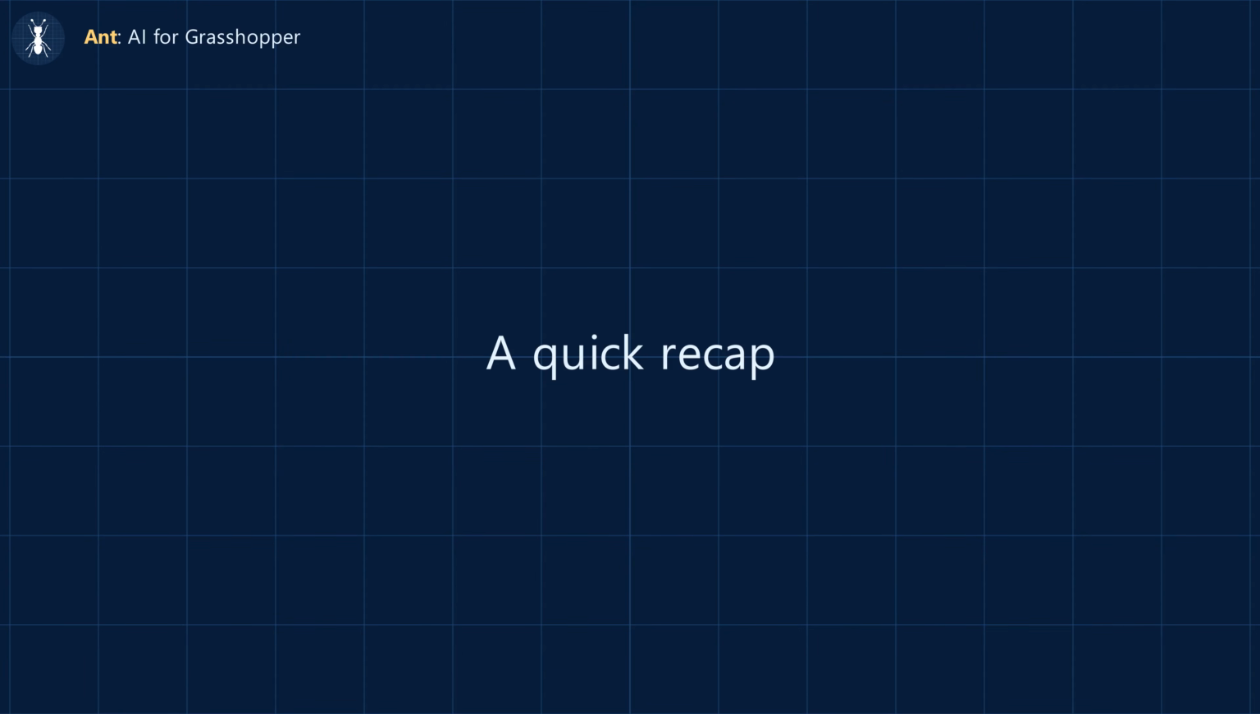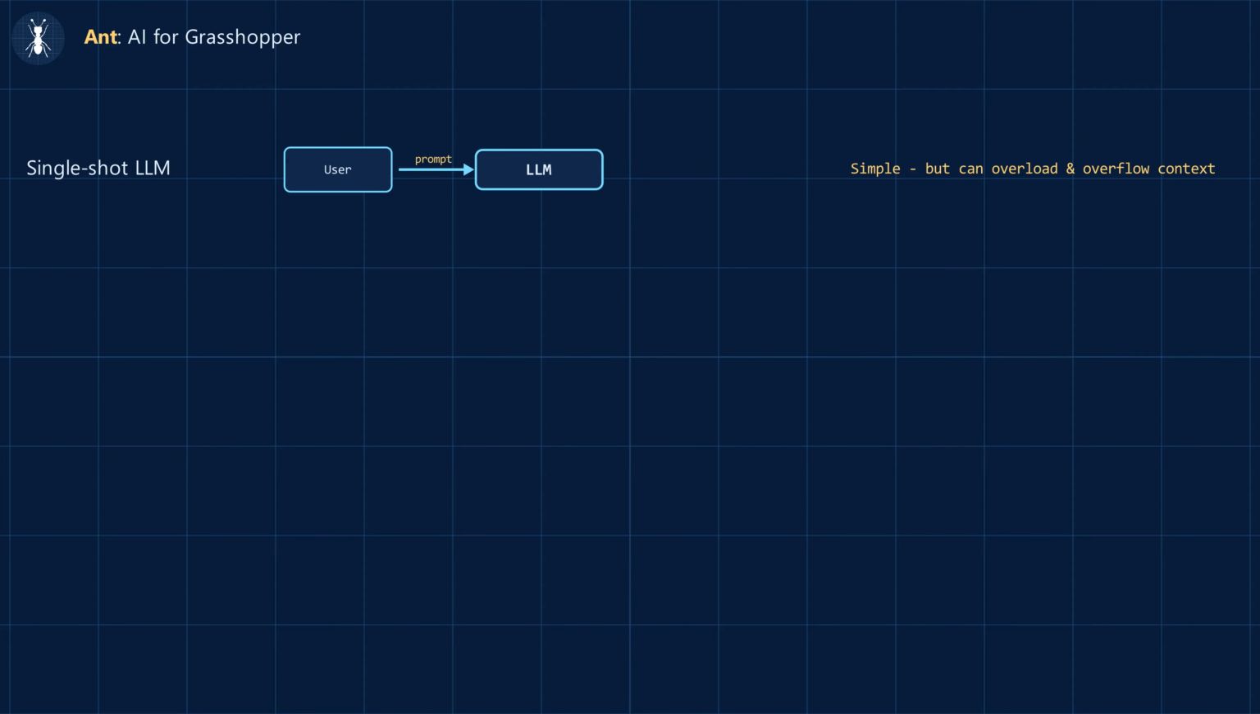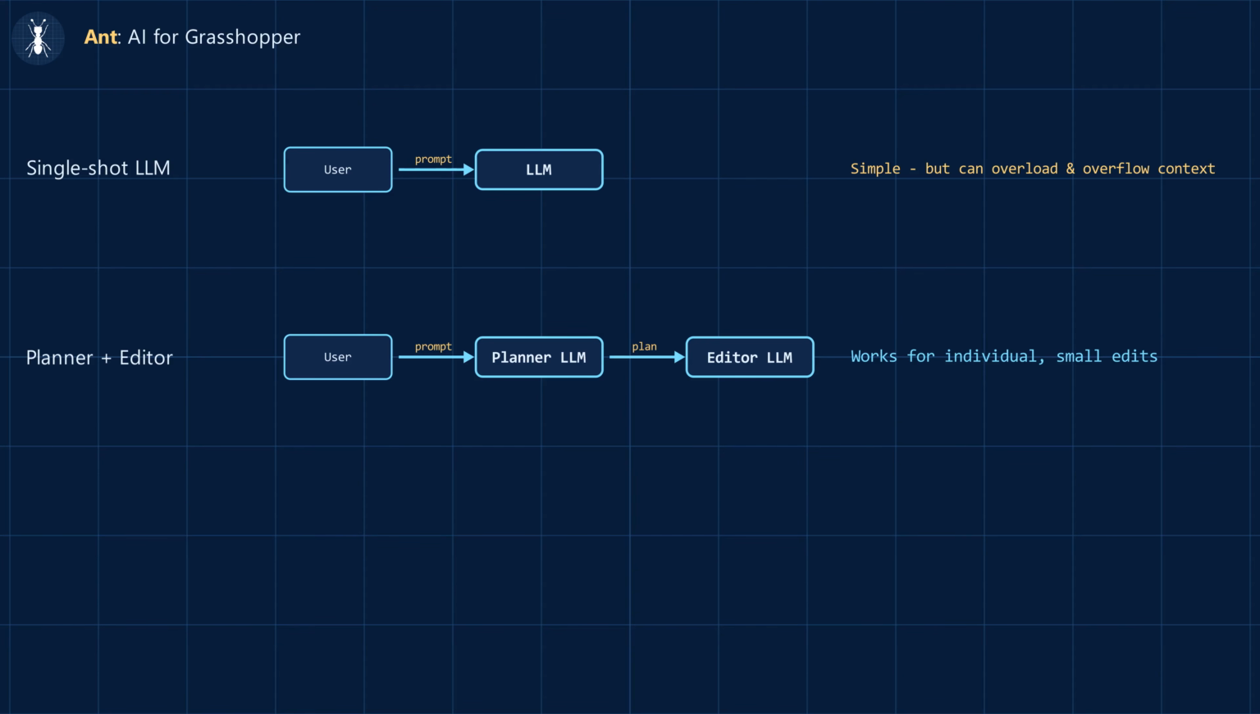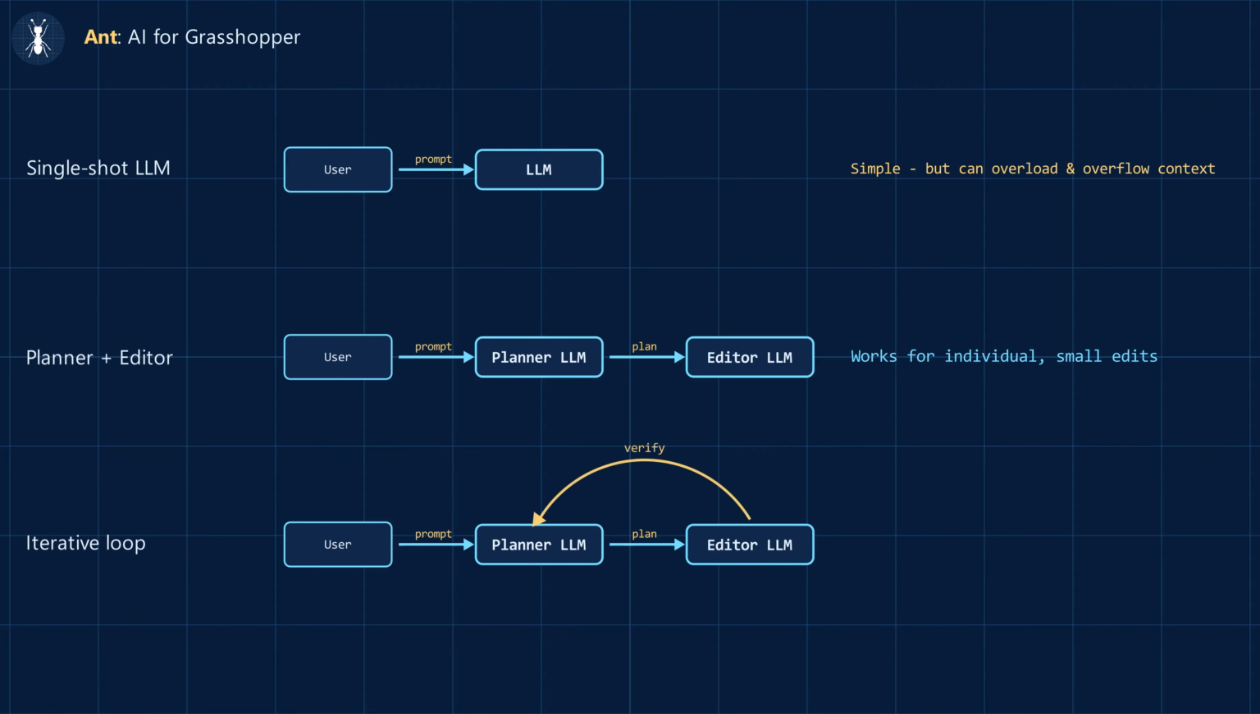So let's summarize what we have seen so far. We looked at a couple of LLM frameworks. The single shot LLM, where a single agent does the planning and execution. It is a simple design, but it can run into cognitive overloading and context overflowing issues. To resolve this, we introduced the Planner Editor framework, where we divided the roles into different LLM agents. Such a system works well for individual small edits. And finally, we introduced a feedback loop and modular implementation to the Planner Editor system to make it more robust. This system is able to autonomously work on bigger tasks.